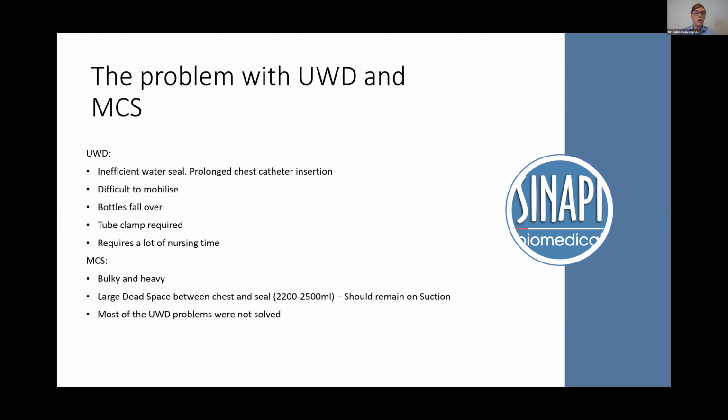Tube clamping is also required due to transport, or if you have to lift the bottle higher, because the liquid and air can move back to the patient's chest, and it requires a lot of nursing time. With the multi-chamber systems, it's bulky and heavy, and it increases the dead space, like I said earlier, with about 2,000 to 2,500 milliliters, and for this reason, it should remain on wall suction at least for most of the time. So most of the underwater drain or the single bottle chamber system, the multi-chamber systems did not solve.